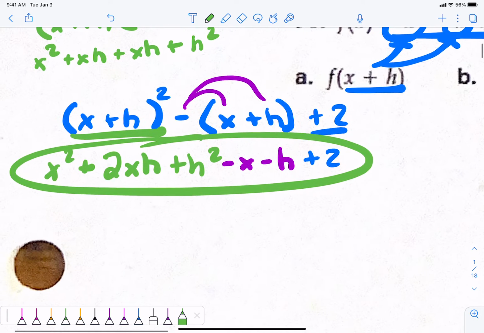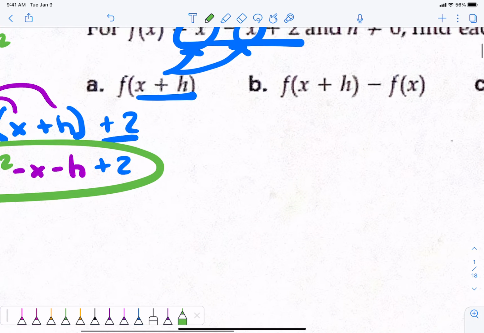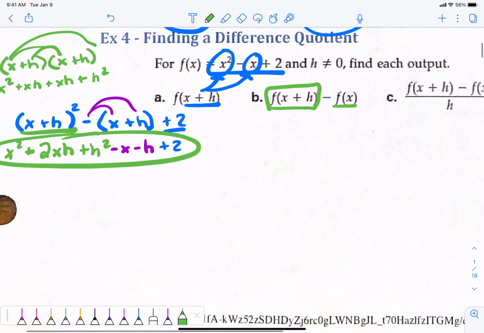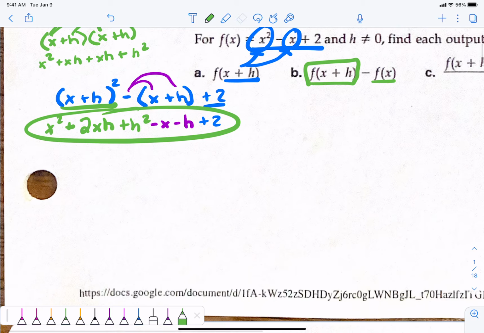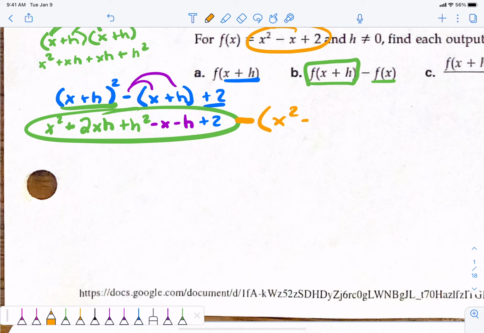Then part B, we're elaborating on that, right? Part B is f of (x + h). We just found this guy, and then we're subtracting f of x. So we're taking this guy over here, and then subtracting f of x. What is f of x? It's this guy right here. We're subtracting x squared minus x plus 2. That's what we're doing in the second part, okay?